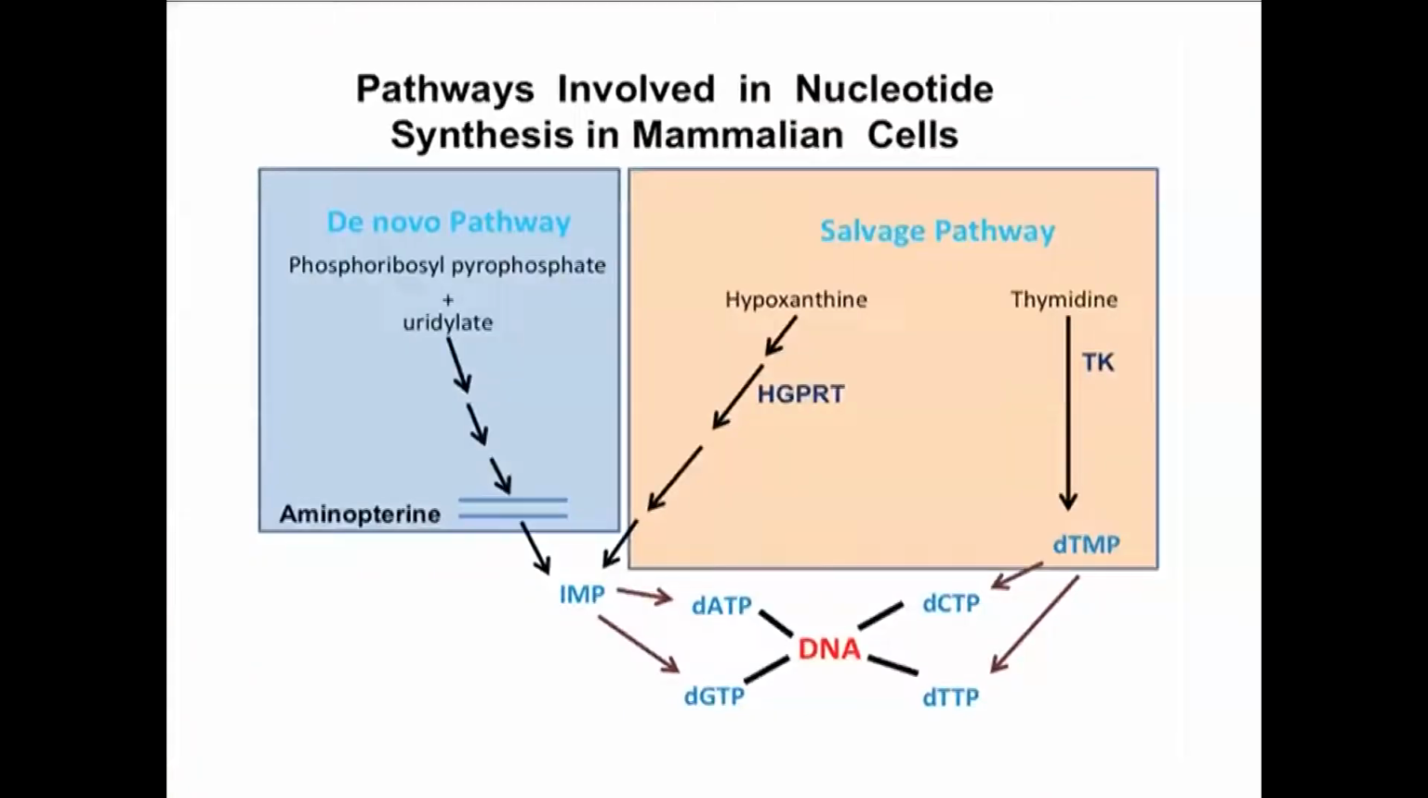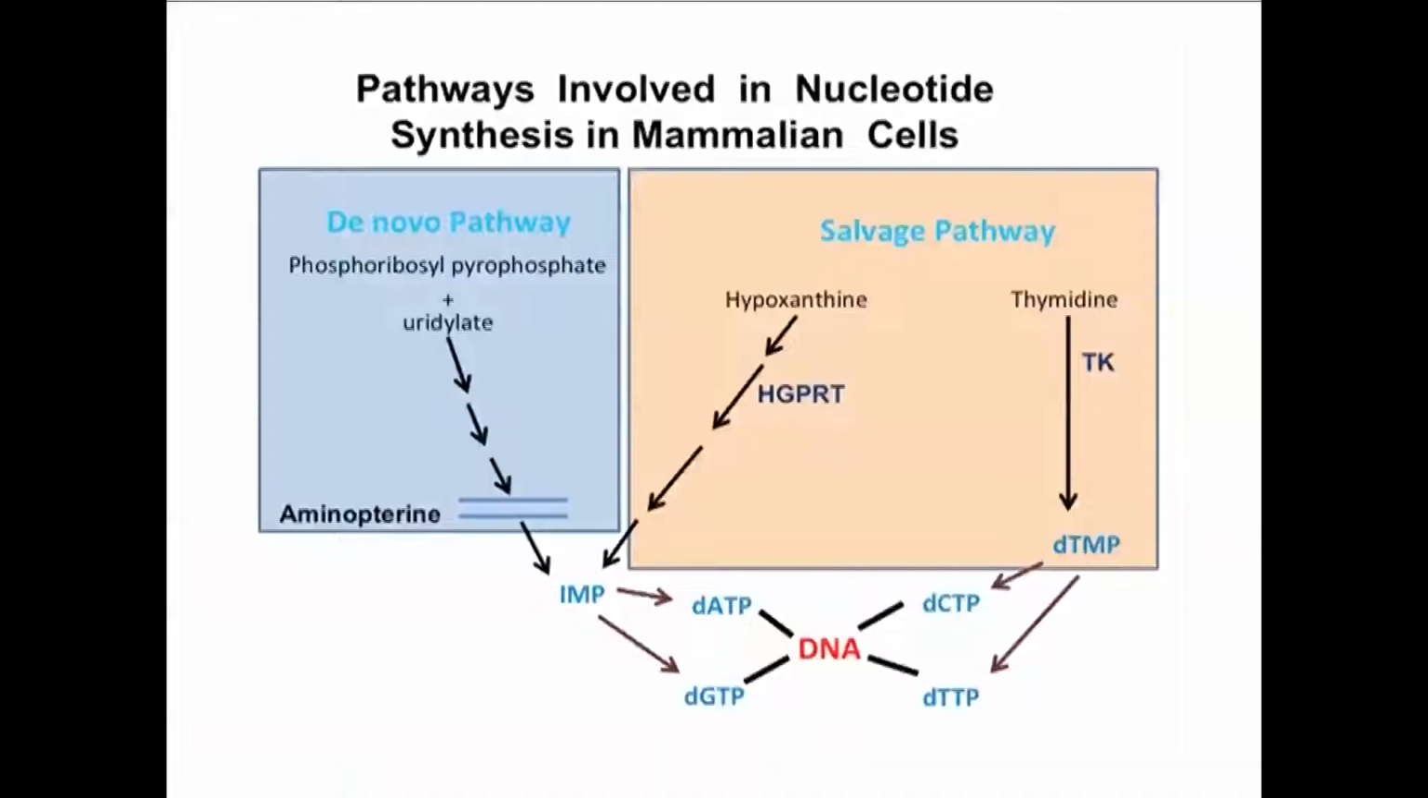Okay? Normally, in a mammalian cell, DNA is produced by 2 pathways. Either they are produced by the de novo pathway, where phosphoribosyl phosphate and uridylate are required, and they ultimately produce IMP, from which dATP and dGTP are produced, which are used as the DNA bases. There is a second pathway called the salvage pathway, where hypoxanthine is converted to IMP and thymidine is converted to dTMP, from which the nucleotides are produced.